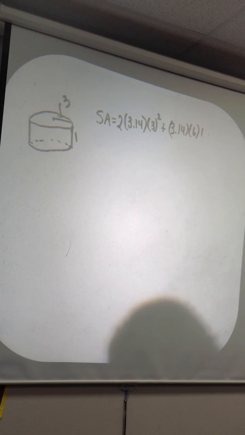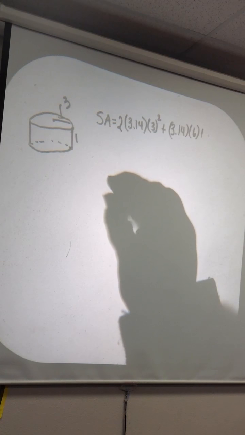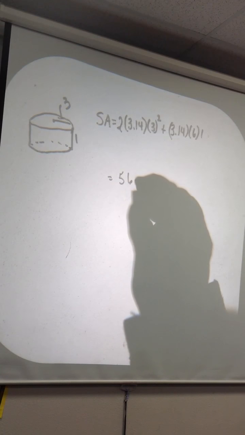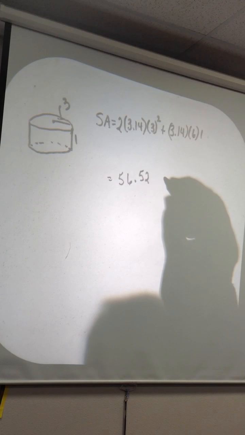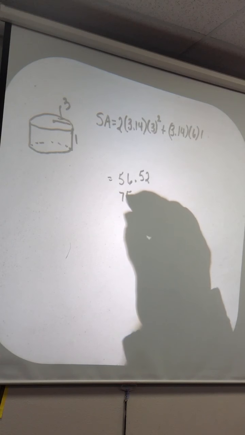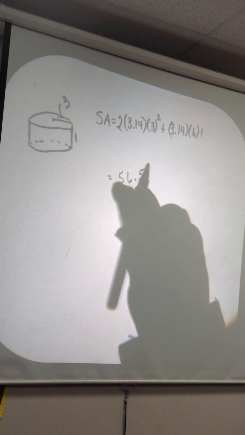All right, anybody got it finished? Okay, Kayla, what'd you get? 56 point what? 0.52. Is that what you got? I got 75.36 units. 75.36? 36.